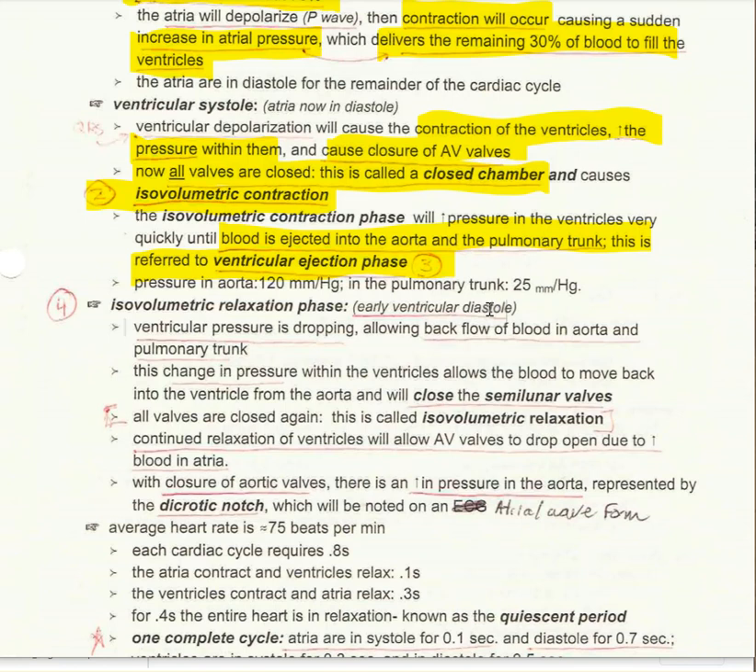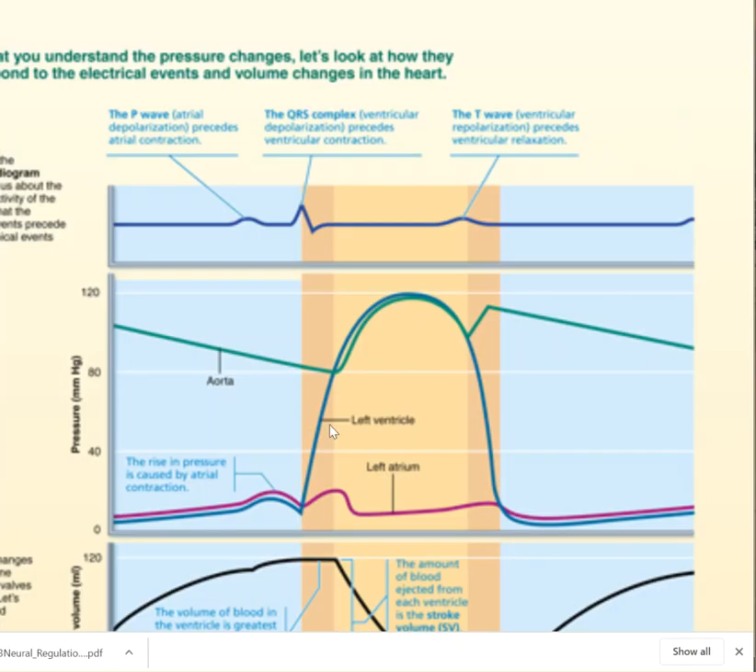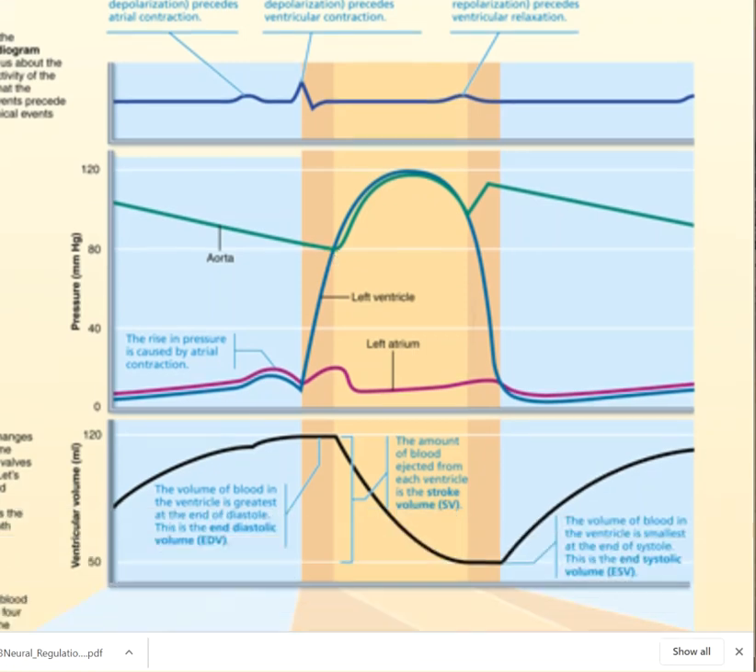We only need to pump it about 6 inches to go from the heart to the lungs. So we're much lower, about 25 millimeters of mercury. Now, let's go back and look at that and verify what I just said. So pressure, right here is when the semilunar valves are going to open.